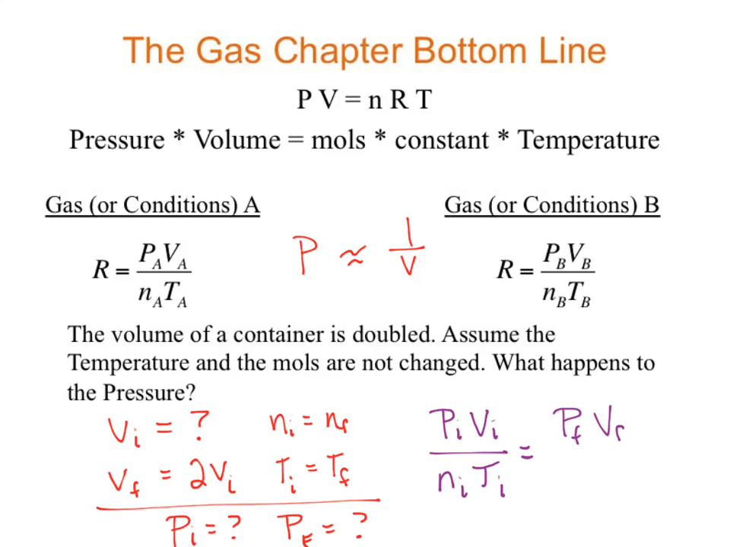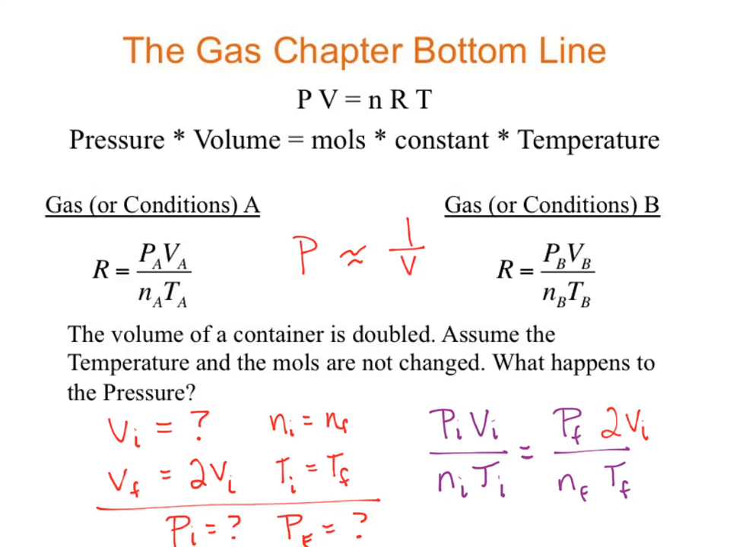P final, V final, over N final, T final. I can't solve that equation directly, but do I have some information I can plug into it? So V final is 2 times V initial. So we can do that substitution. What else do I have? I have the moles and the temperature.